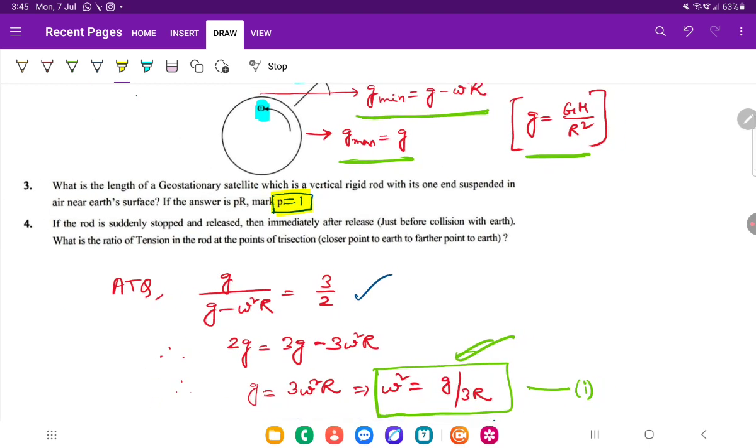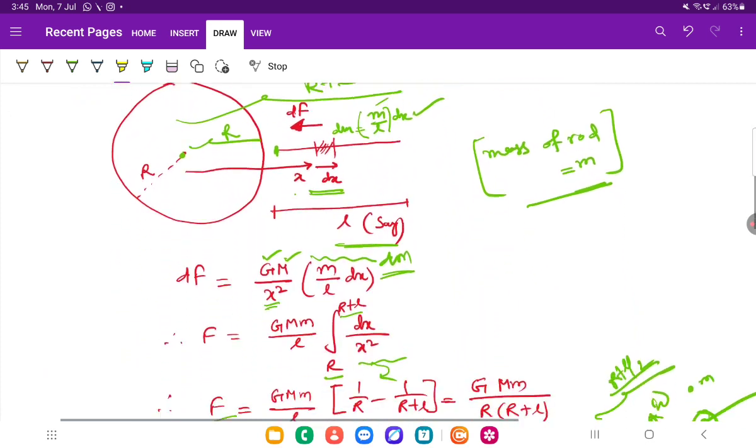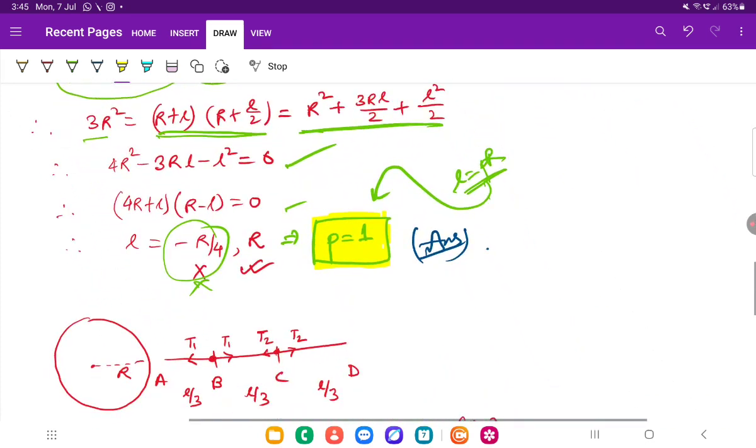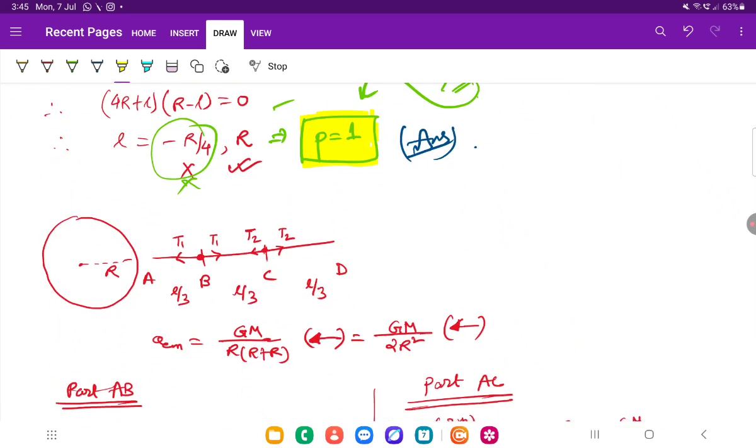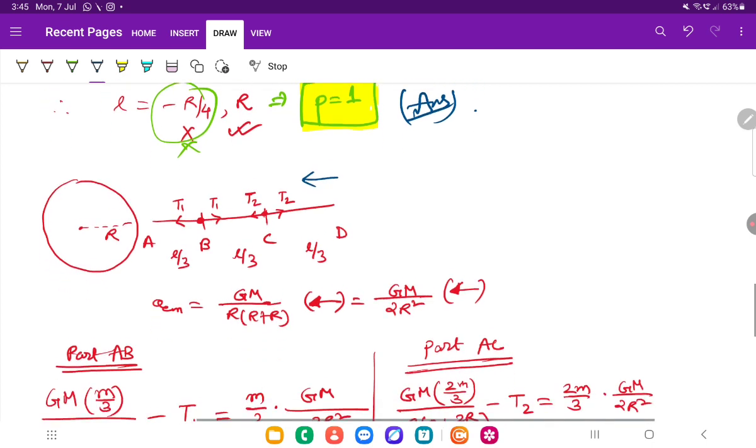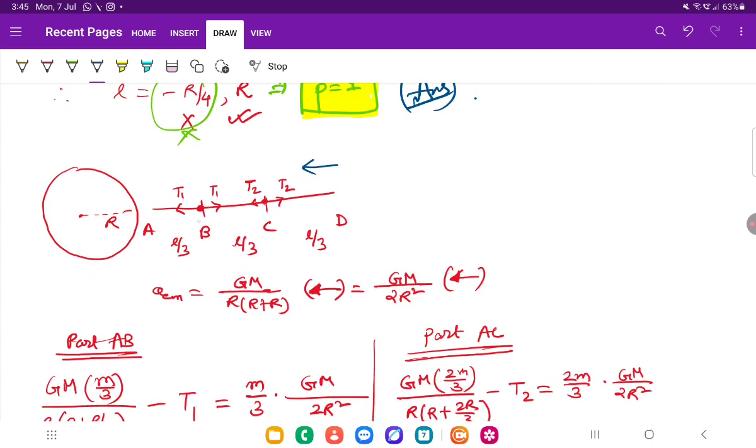Moving on to the second question, it is said that the rod is suddenly stopped and then released, and we have to find out the ratio of tension at 2 points of trisection. So let's say here the rod was just stopped and released, so just due to gravitational pull, the rod will start to move towards the earth, and we'll find out the tensions at point B and C.